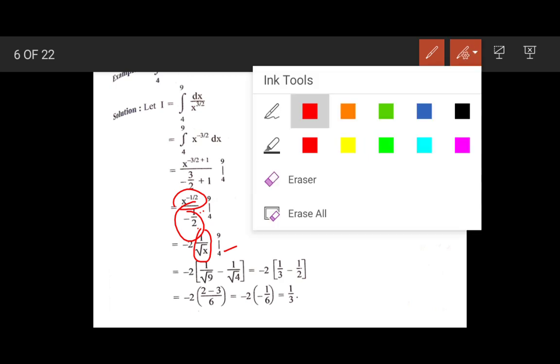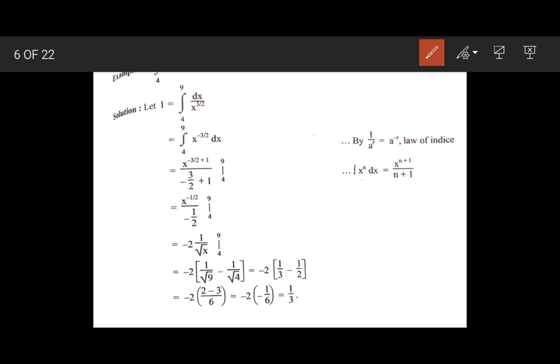Now let us substitute x as the upper limit, 9, minus x as the lower limit, 4. So minus 2 into 1 upon 3 minus 1 upon 2. So minus 2 into (2 minus 3) upon 6, which is equal to 1 upon 3.